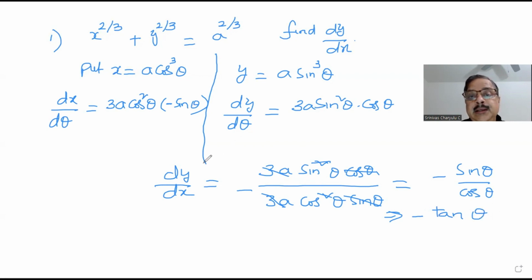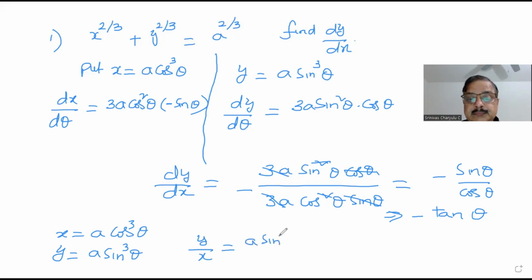Now here, if you want to know what this tan theta value is, you can convert it back into x. So how do we do it? We know x is equal to a cos cube theta, and y is equal to a sin cube theta. Then what we do now is divide y by x. a sin cube theta by a cos cube theta. a and a get cancelled. This will become tan cube theta. So y by x is equal to tan cube theta. Therefore, tan theta is equal to the cube root of y by x.